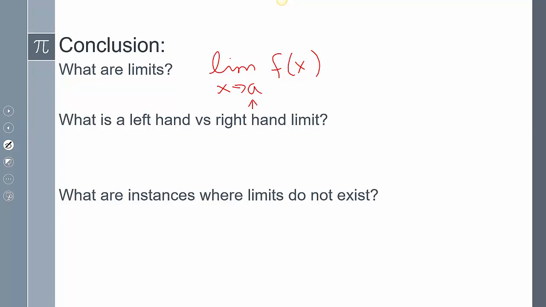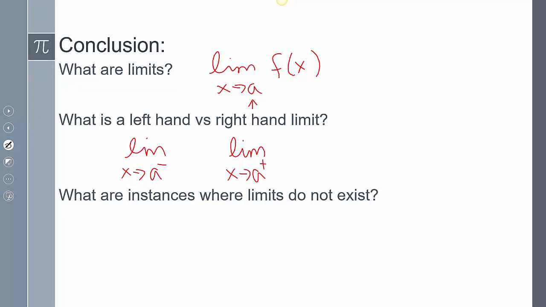Then what is a left-hand versus a right-handed limit? Remember that a left-handed limit is as x goes to some value from the negative, and the right-handed limit would be as x approaches some value from the positive. Now remember, for the left-handed limit, we're approaching from the negative values, and we're getting to that value from the negative. For the right-handed limit, we're approaching from the positive values, and we're getting closer and closer to that.